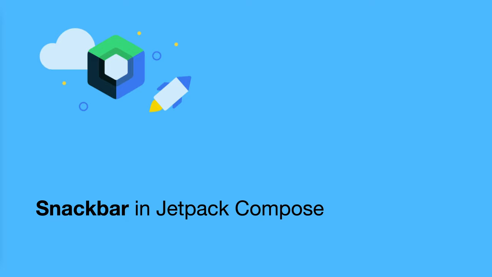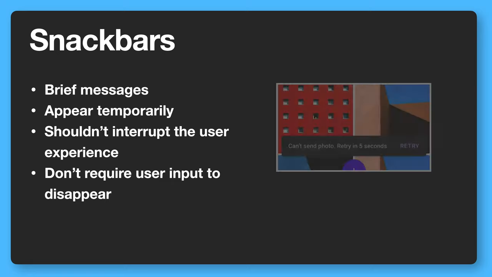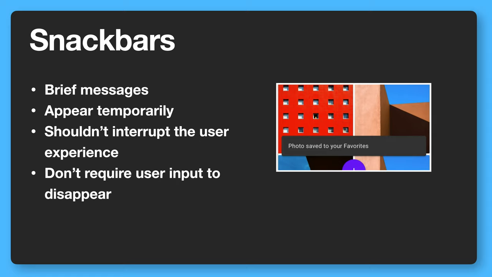What are snackbars? Snackbars are UI components providing lightweight feedback about something in the app. Basically, just a brief message informing users of some action that the app has performed or will perform. They appear temporarily and disappear automatically after a timeout or user interaction. A snackbar can contain a single action that is accessible by a text button, usually something like try again or undo, and they shouldn't interrupt the user experience.